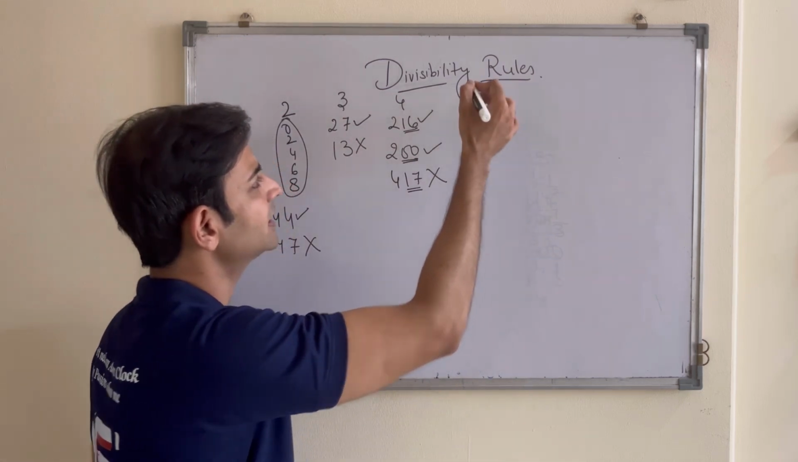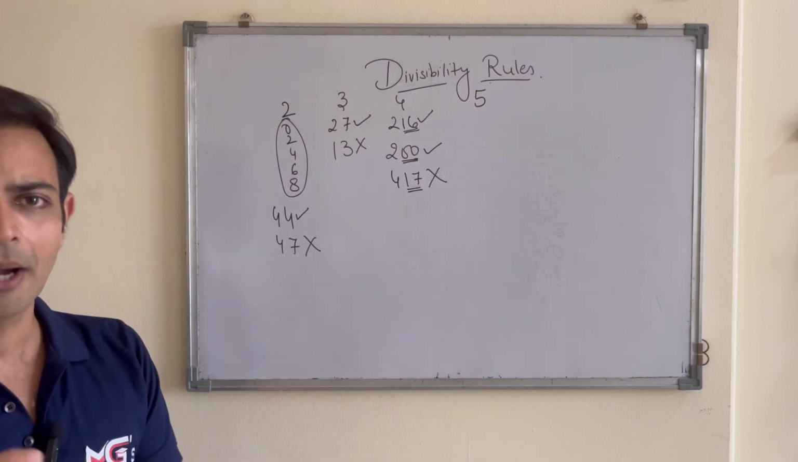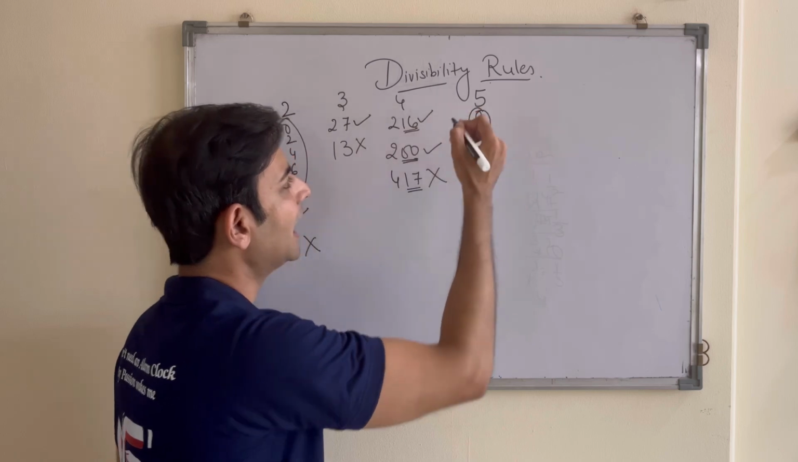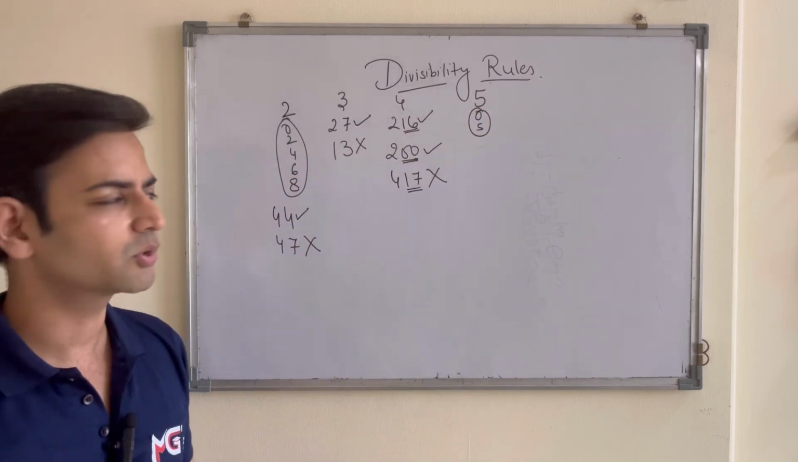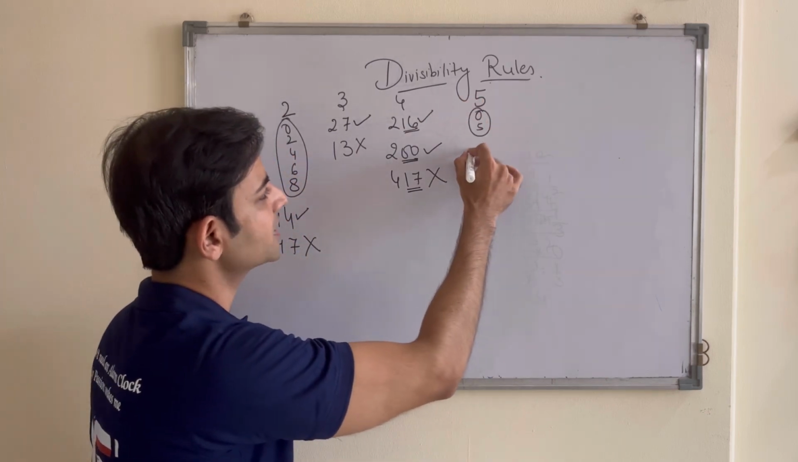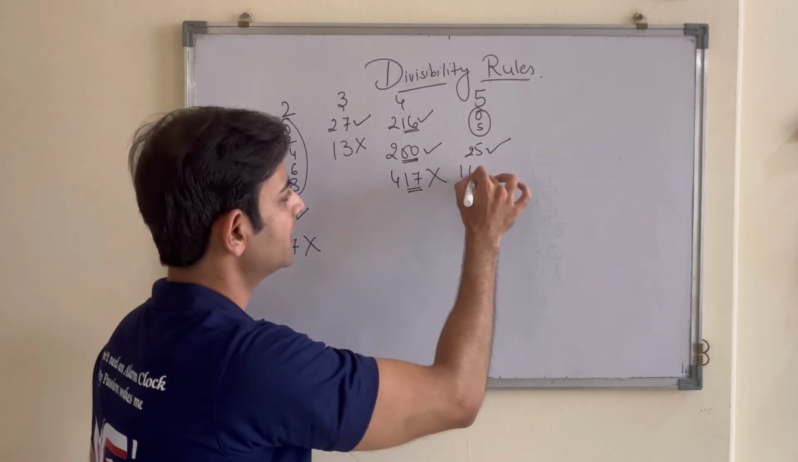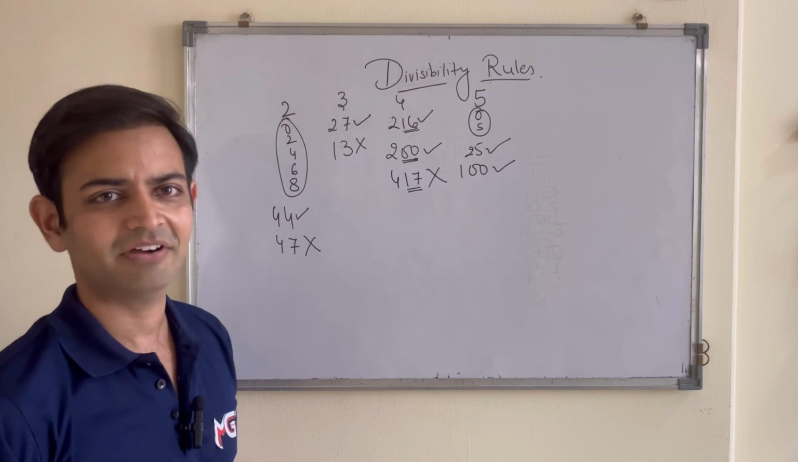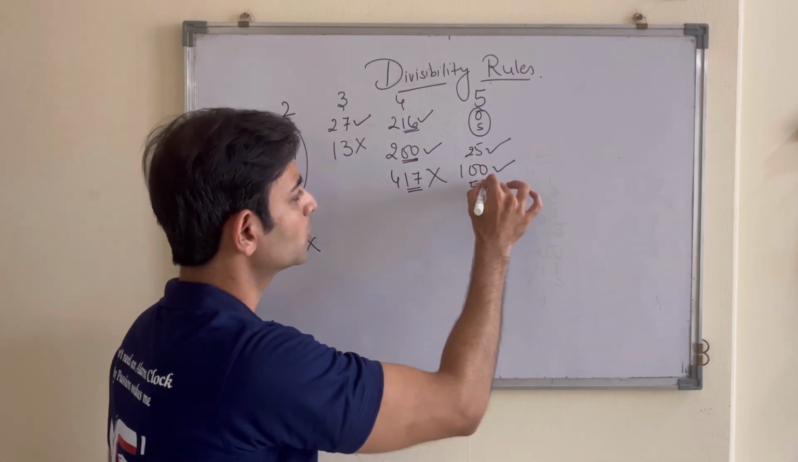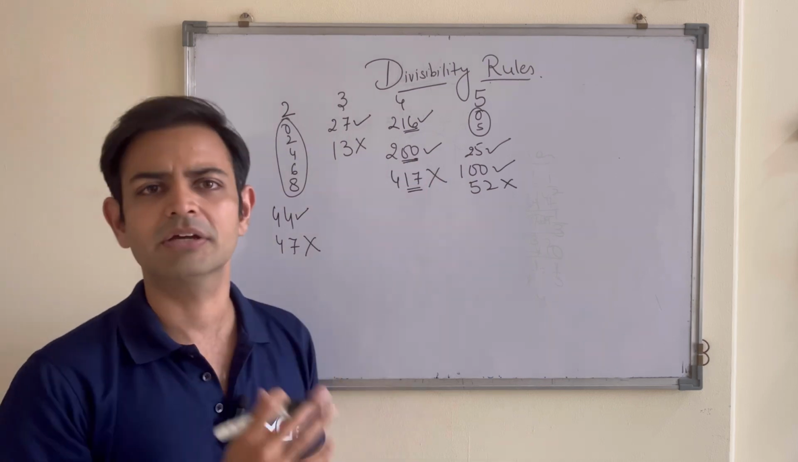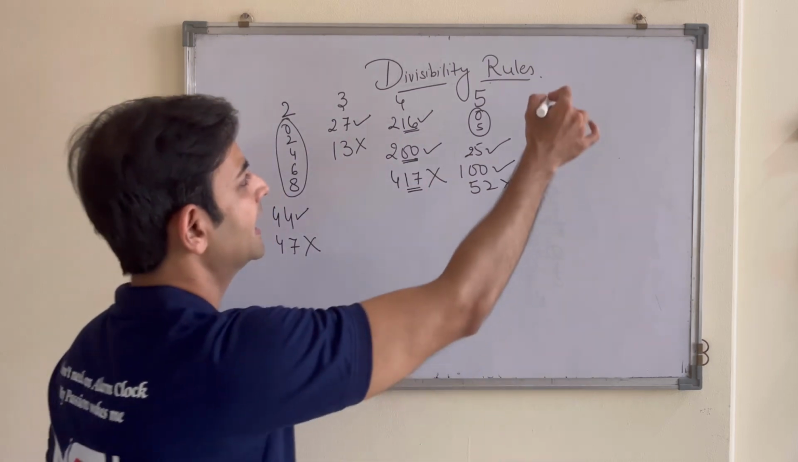Next is divisibility rule of 5. If the numbers end with 0 or 5, they are divisible by 5. It's a very simple rule. For example, my number is 25, yes, divisible by 5. 100, yes, divisible by 5. 52, not divisible by 5. You can always check these by your long division process.